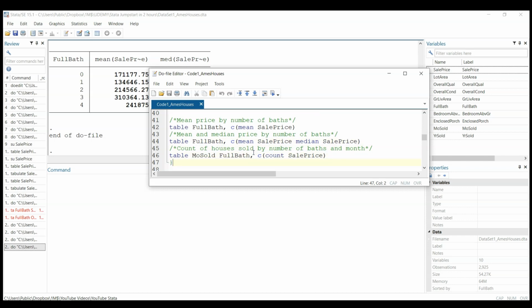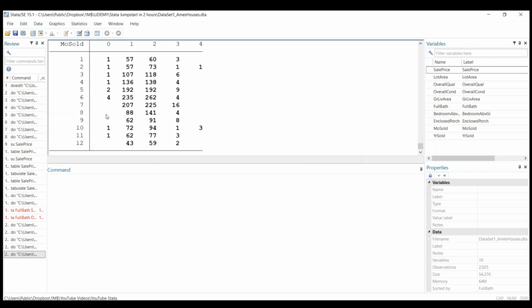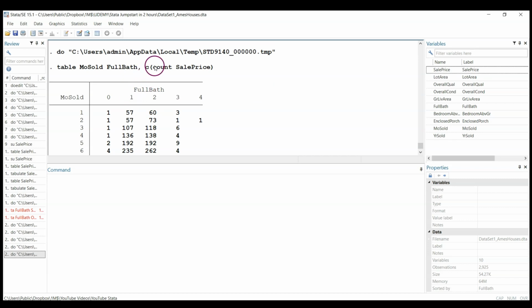The most powerful thing here, of course, with this table command is the opportunity to look at it by 2 variables. For example, there is a variable called month sold, which runs from 1 to 12, the month in which the sale happened, and full bath, which is the number of full baths in that house. So if I run this final command here, I want to look at the count of houses sold. How many items are there? Sometimes you need to know that.